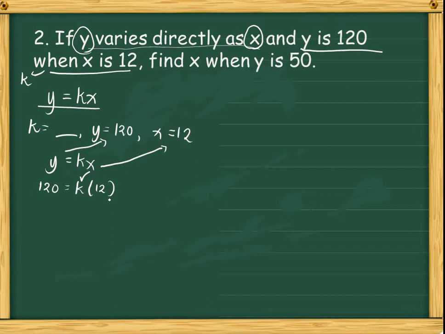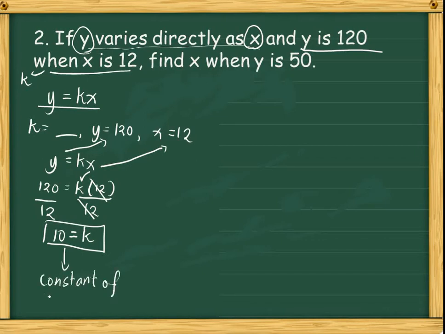We need to eliminate 12 here. So, i-divide natin both sides by 12. Bakit ke 12 i-divide? Kasi yun yung kasama ni k na gusto nating matanggal. And that is, dinivide natin sa 12 kasi we need to find the value of k. So, 120 divided by 12 is 10. So, again, 10 is equals to k is what we call the constant of variation.